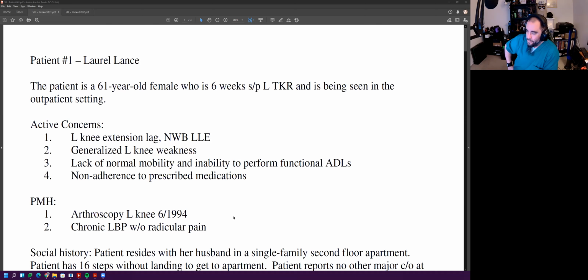That's medical history. Good, right? So previously, she's had a knee arthroscopy in '94. So a little while ago, she had her knee scoped. And you'll see this. Most patients that end up getting a knee replacement at some point in their life have probably had an arthroscopy. And she does have chronic low back pain without radicular pain, meaning there's no pain going down her leg, it's just in her back.